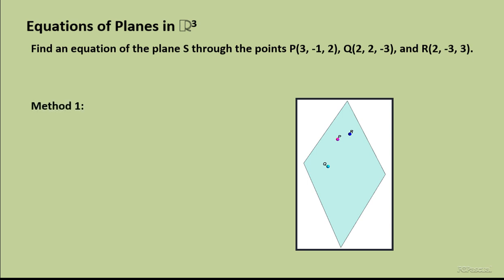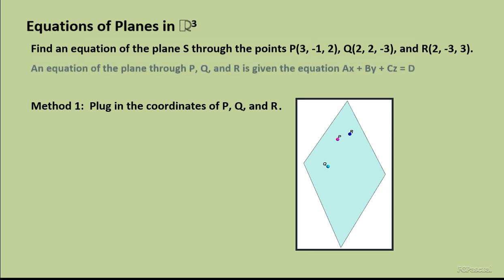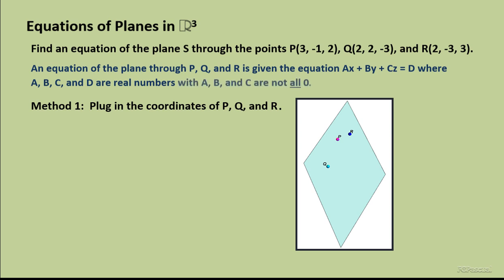For the first method, we simply plug in the coordinates of the points into the general equation of a plane. The general equation of a plane is ax plus by plus cz equals d, where a, b, c, and d are real numbers. An added condition is that a, b, and c must not all be equal to 0. This last condition is equivalent to the equation a squared plus b squared plus c squared is not equal to 0.